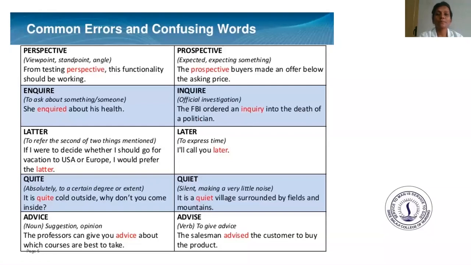Perspective and prospective. Perspective means viewpoint, standpoint, or angle. From testing perspective, this functionality should be working. And prospective means expected or expecting something. Example, the prospective buyers or the expected buyers made an offer below the asking price.